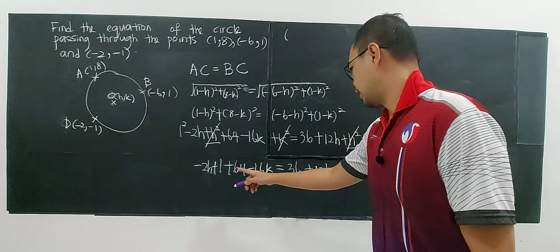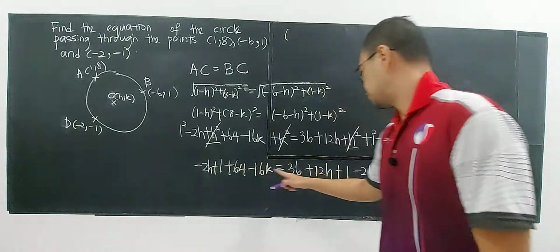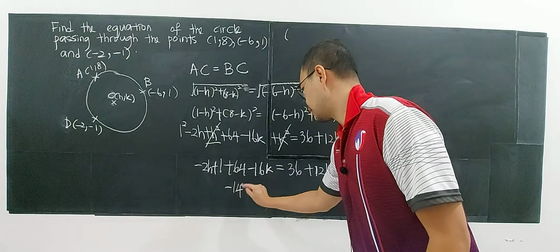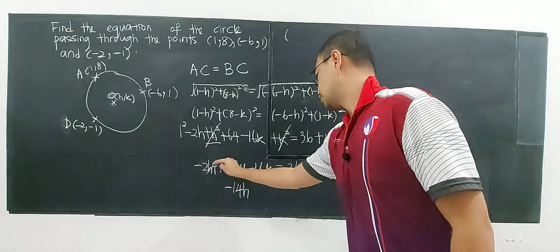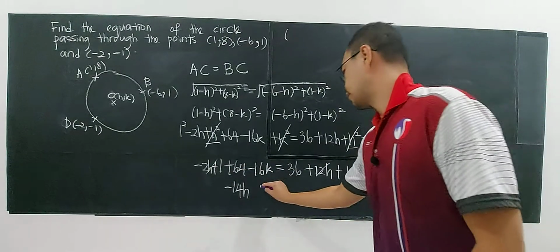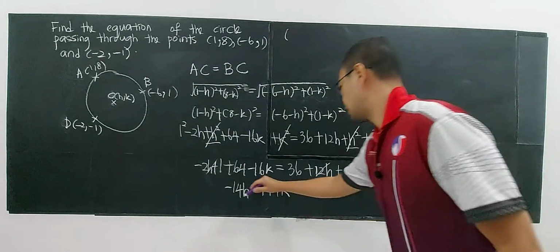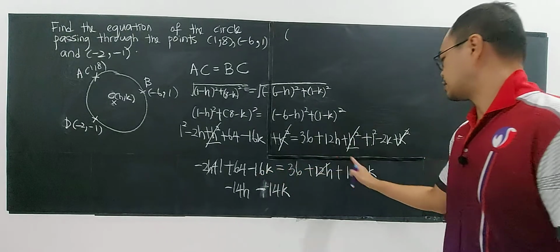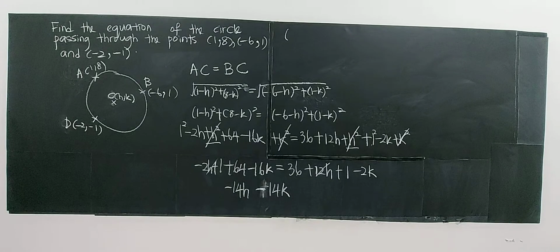You will have negative 2h minus 12h, so negative 14h. So we are done with h. Then negative 16k plus 2k, sorry, negative 14k. Negative 16 plus 2 is negative 14. So now we have 1 plus 65.